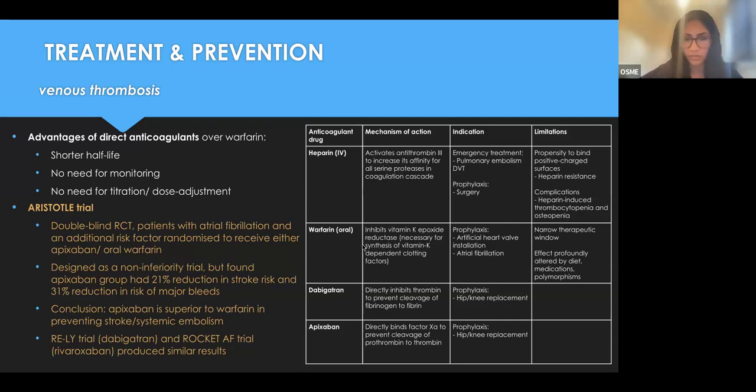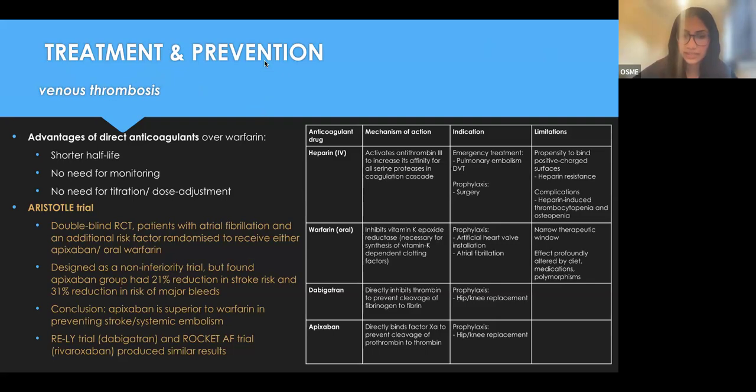The main issue with warfarin, why we stopped using it, is that it has such a narrow therapeutic index. If you increase the dose slightly, it can become toxic. And its effect is profoundly altered by diet and other medications, and amongst the population due to polymorphisms. So you needed to carefully titrate the dose when you prescribed warfarin. That led to the development of direct anticoagulants, dabigatran and apixaban. These will directly inhibit factors.